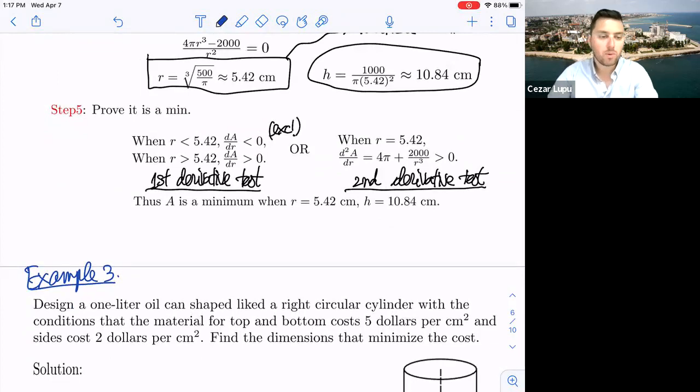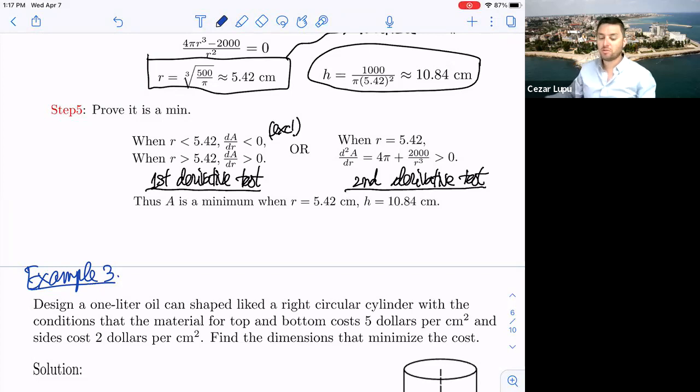In this example, we would like to design a 1 liter oil can shaped like a right circular cylinder, with the conditions that the material for top and bottom costs $5 per centimeter squared and the sides cost $2 per centimeter squared. Find the dimensions that minimize this cost. So that's what we need to do.